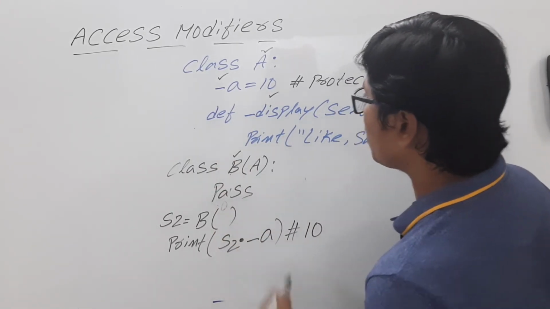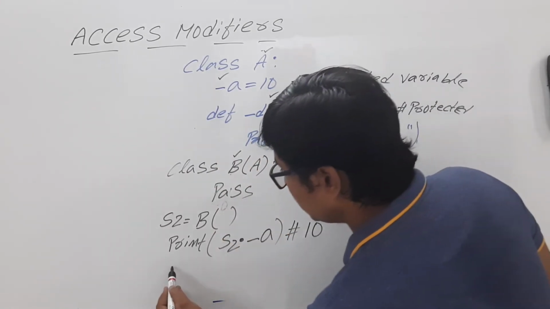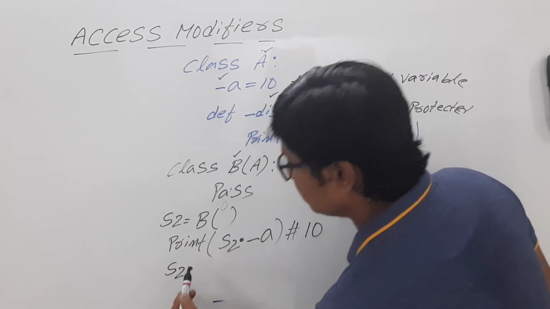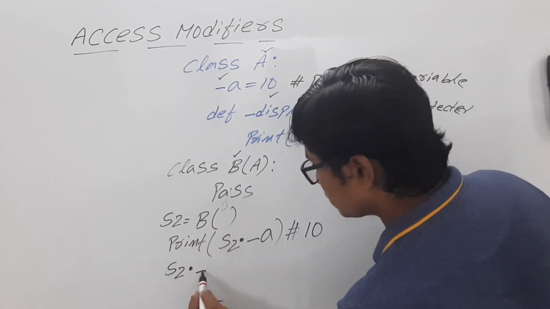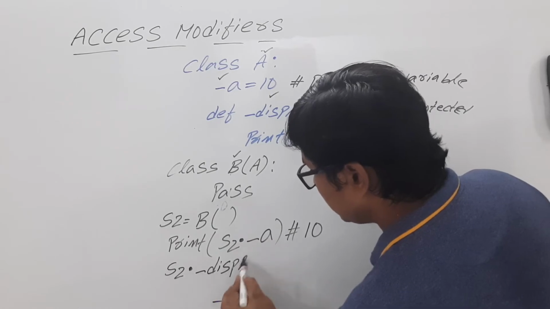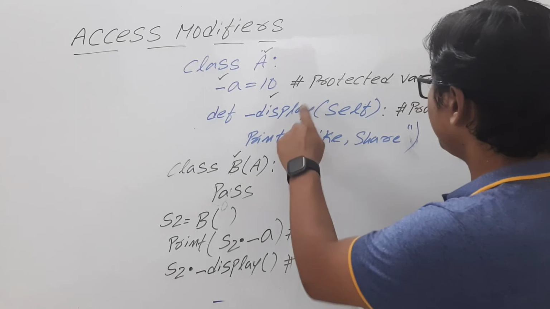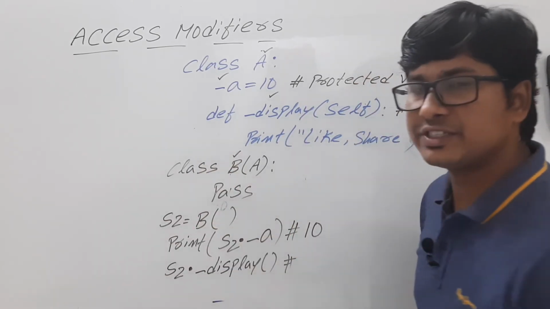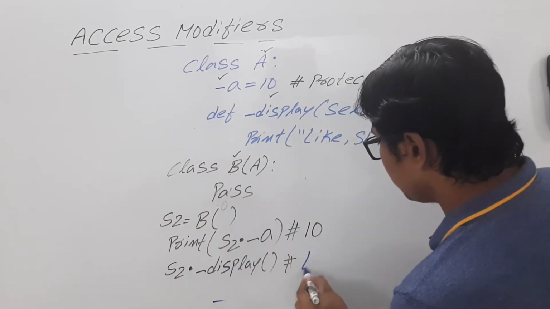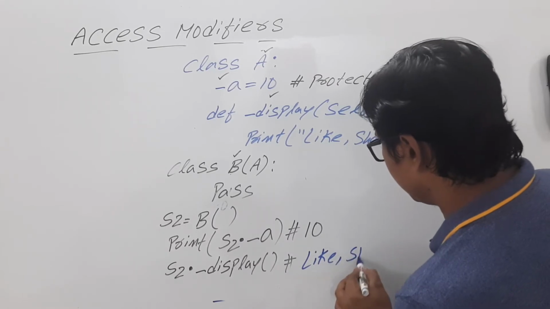Similarly, if you want to call the protected method, you can simply write object name dot underscore display. Then you are calling the protected method using the object of the child class. Then it will give the output as like, share.